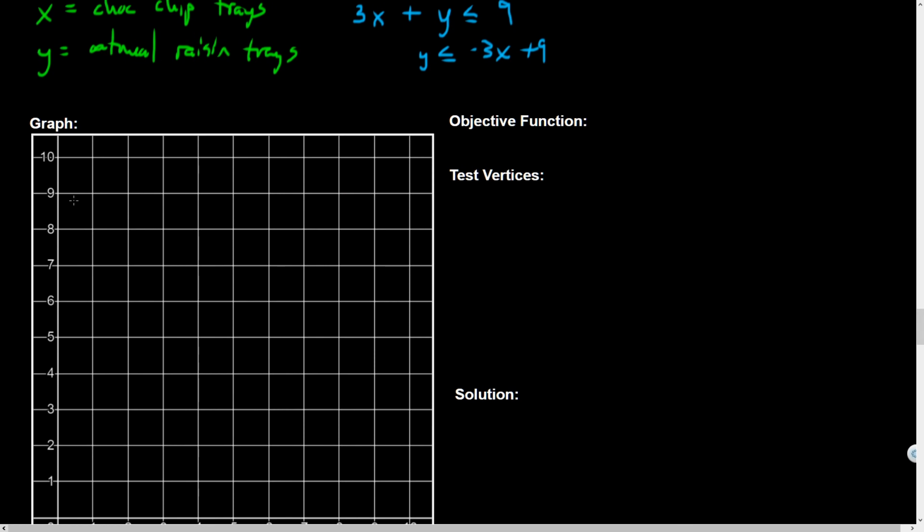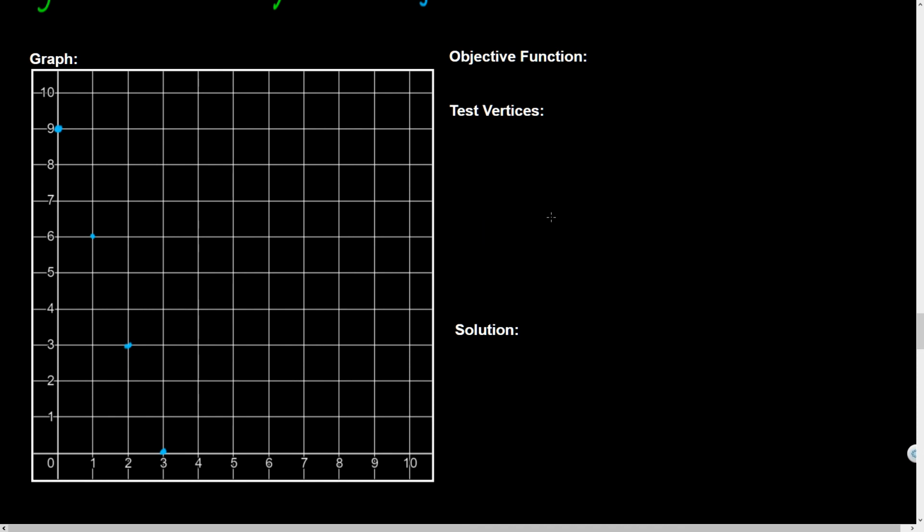Let's graph it that way. So here the y-intercept is 9, and then down 3 over 1, down 3 over 1, down 3 over 1. That's fine. Oh dear, I got rid of my blue.